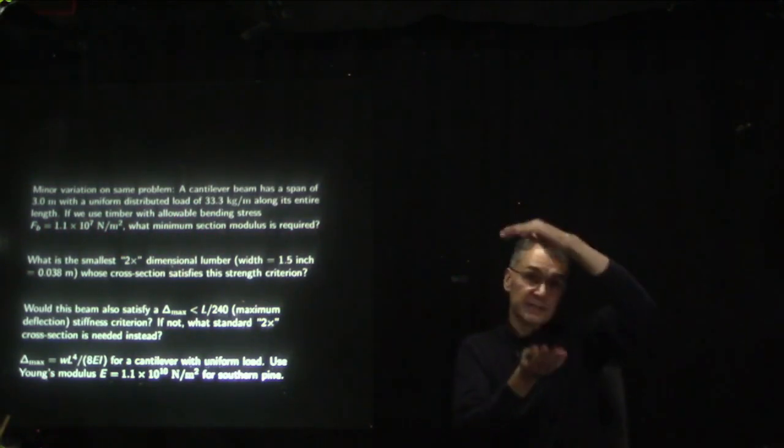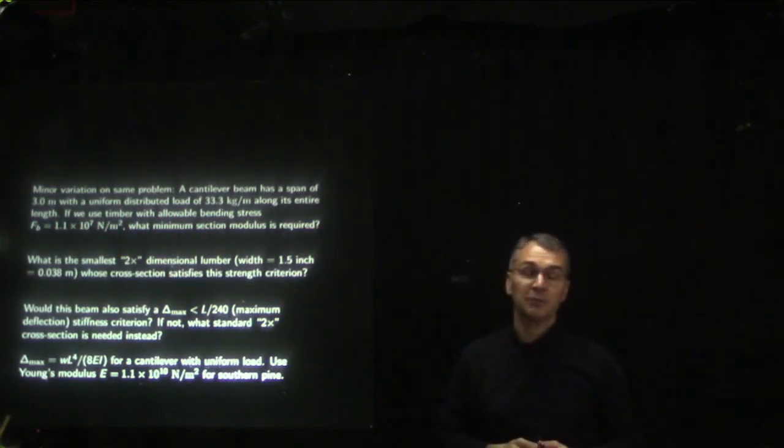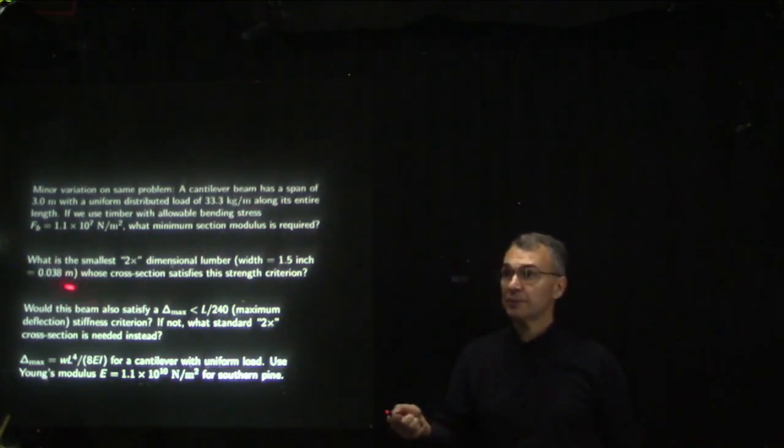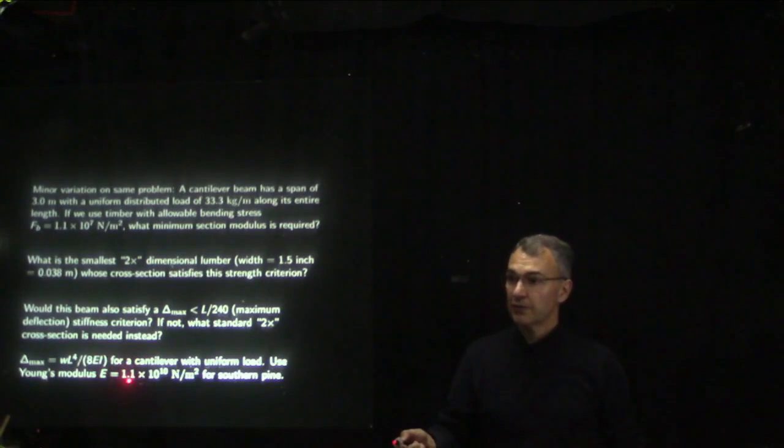That's basically saying, like, how tall a 2x do you need? What beam cross-section do you need to satisfy this strength criterion? What is the smallest 2x dimensional lumber whose cross-section satisfies this strength criterion? Would this beam also satisfy a maximum deflection less than L/240 stiffness criterion? If not, what standard 2x cross-section is needed instead? Delta max is W L⁴/8EI for a cantilever with uniform load. Use Young's modulus 1.1 times 10 to the 10th newtons per square meter for southern pine.